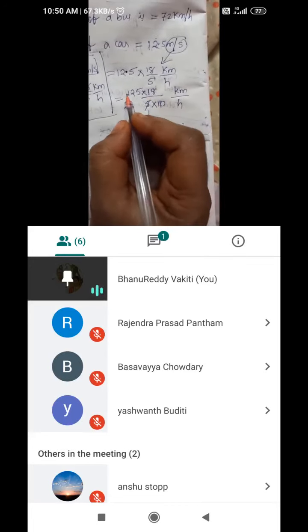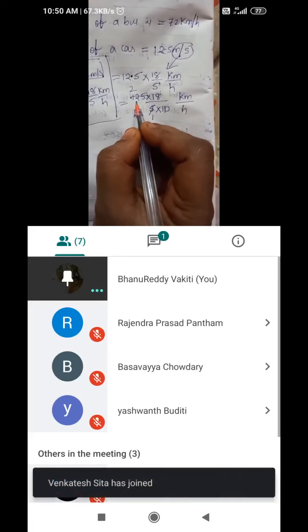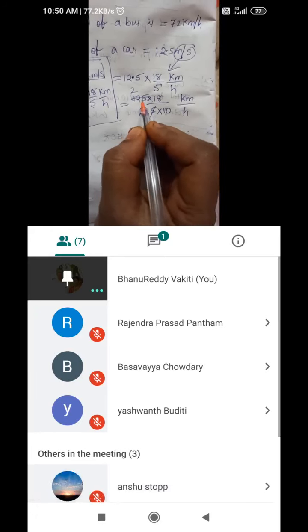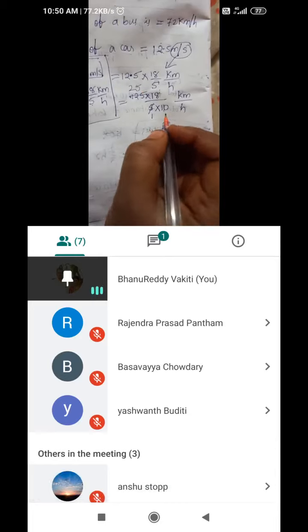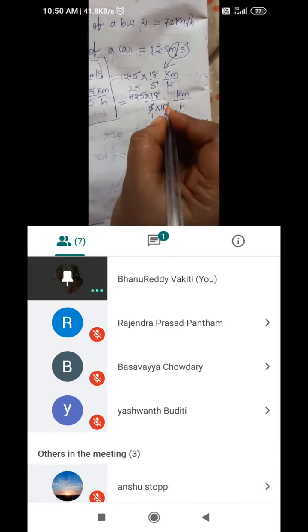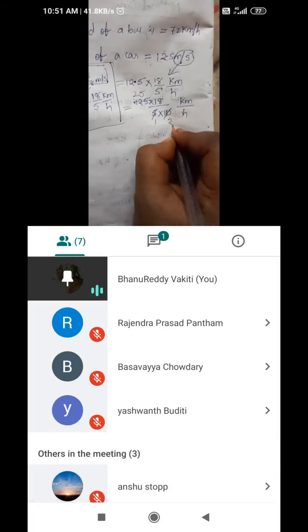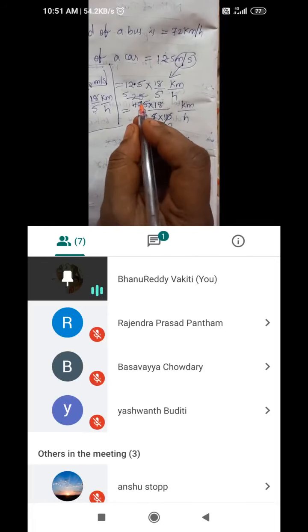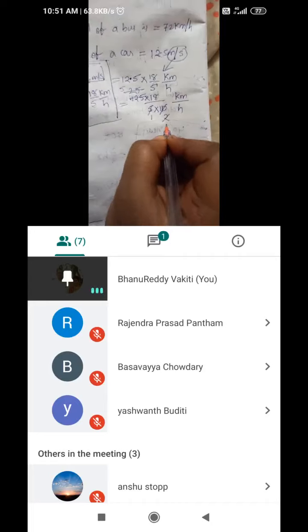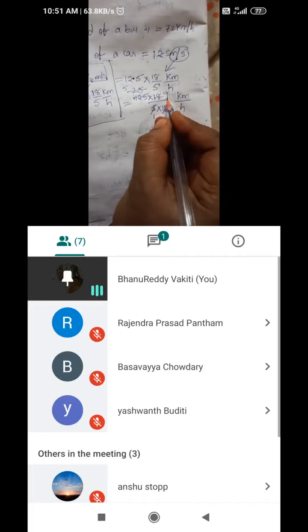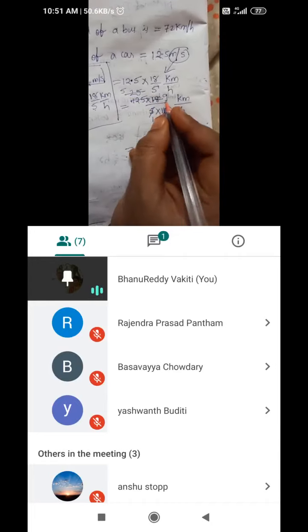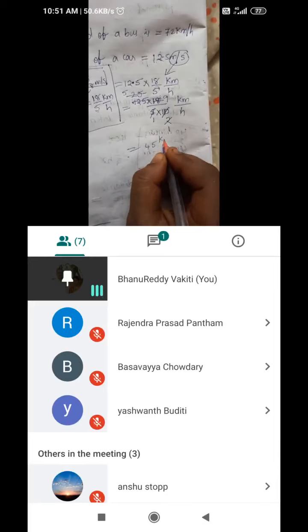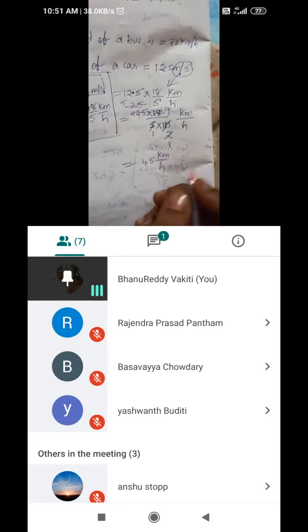5 ones are 5, 5 twos are 10, 2 is the remainder, 25. 5 5s are 25. And here 5 twos are 10, 5 5s are 25, 5 twos are 10. 2 ones are 2 and 2 nines are 18. 9 into 5, 45 kilometers per hour. Okay now? Are you getting this?